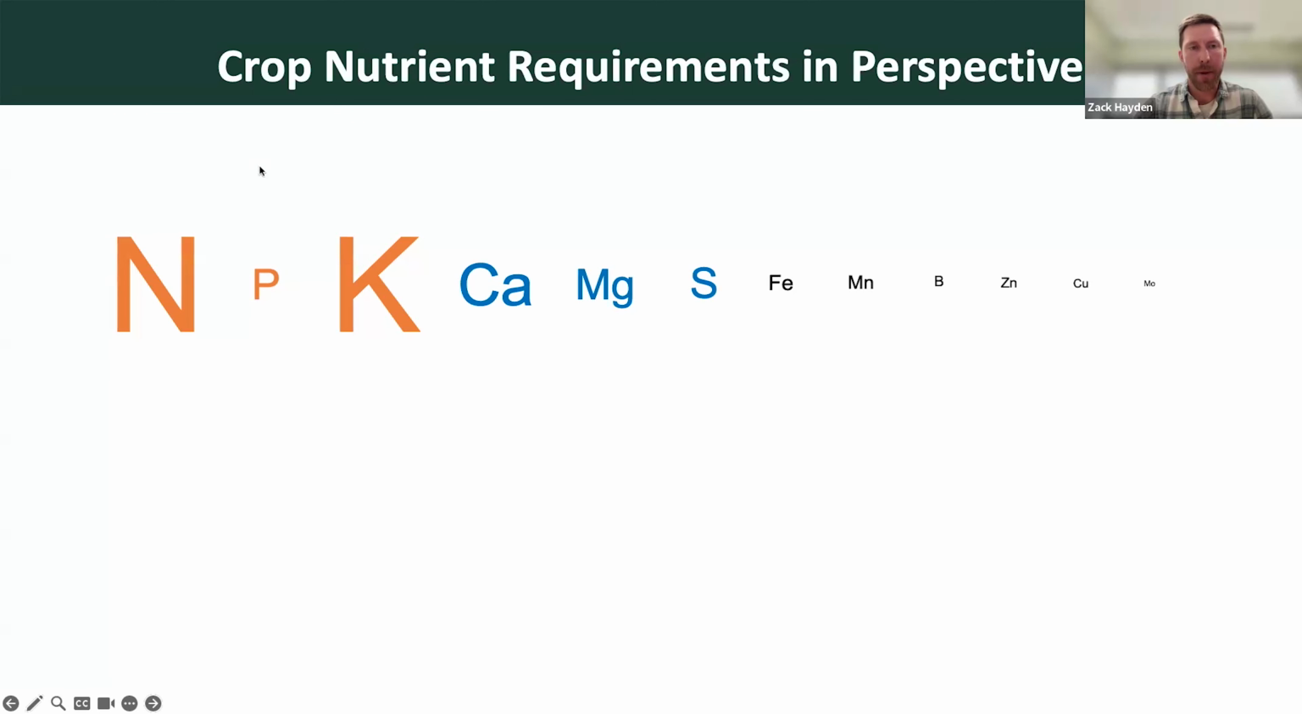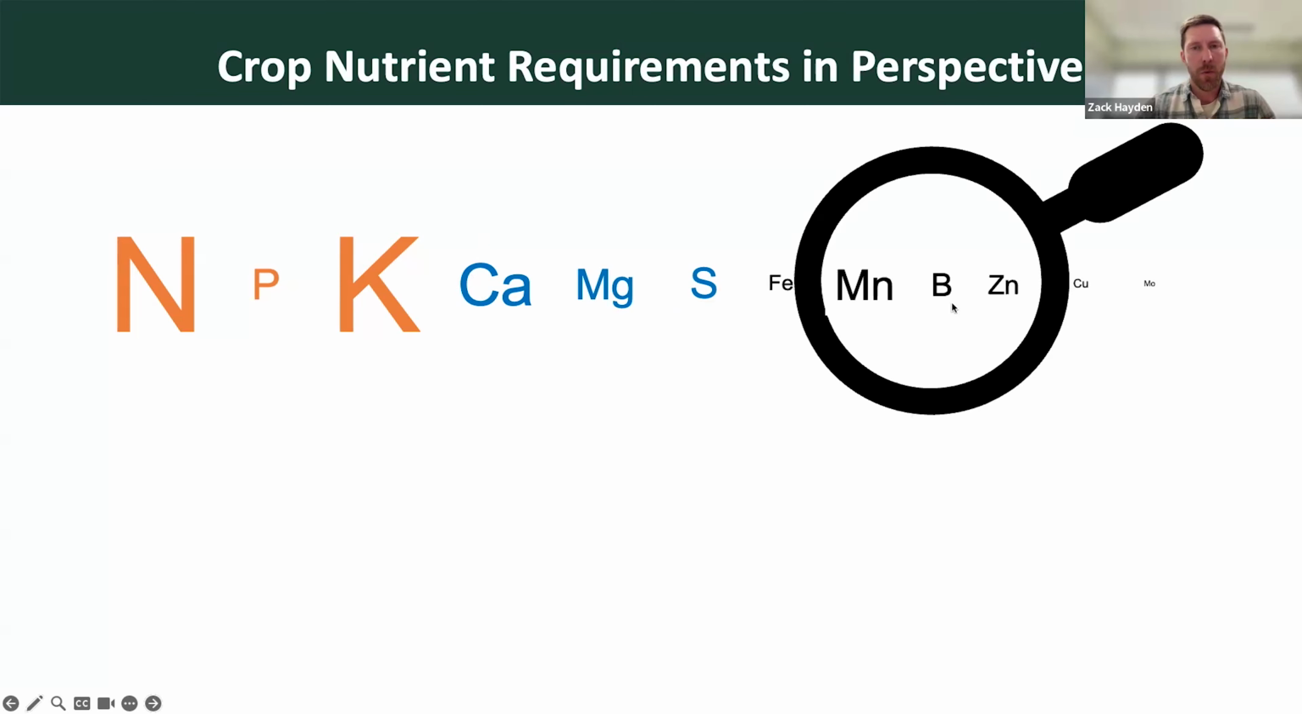So you'll see we've got our macronutrients, nitrogen, phosphorus, and potassium. They're called macro because we need a lot of them. Then we have our secondary macronutrients, calcium, magnesium, sulfur, and then we get into our micronutrients, which are important but are needed in exceedingly small quantities. The ones we most often run into in Michigan in terms of micronutrient deficiencies are things like manganese, boron, and zinc, but still required in fairly low quantities.